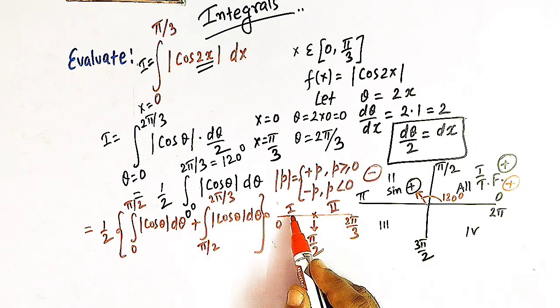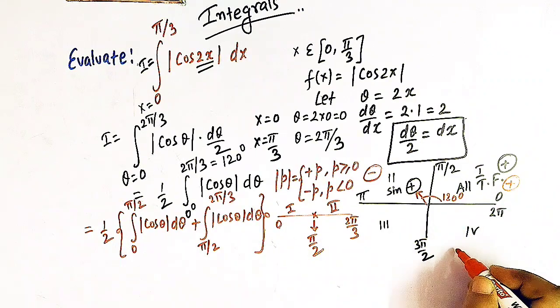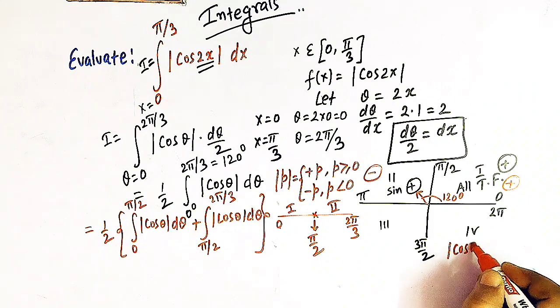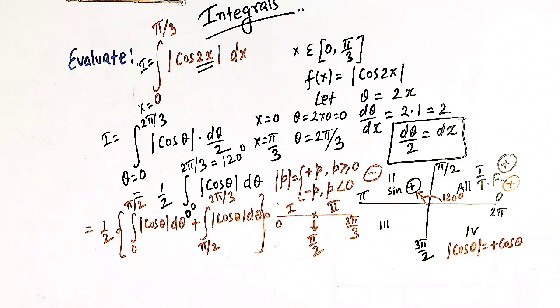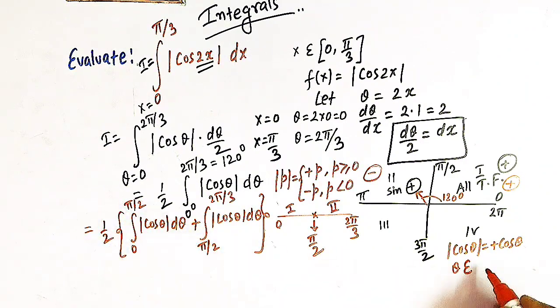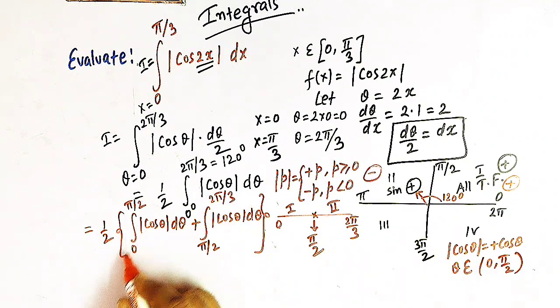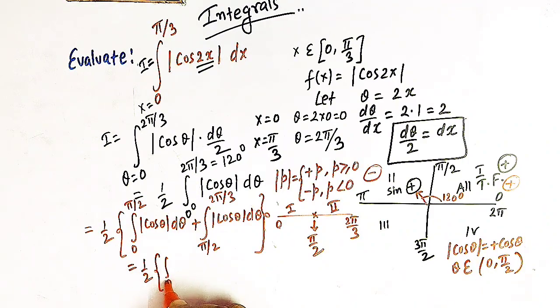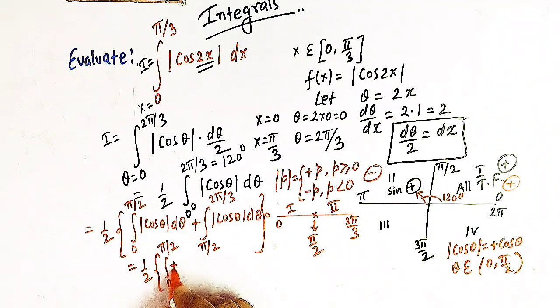So when we are in the first quadrant, the cos function is positive. So we can write mod of cos theta is equal to positive cos theta when theta belongs to the interval 0 to pi by 2, right? So here we can now write half, and here we have 0 to pi by 2, and mod of cos theta is positive cos theta.